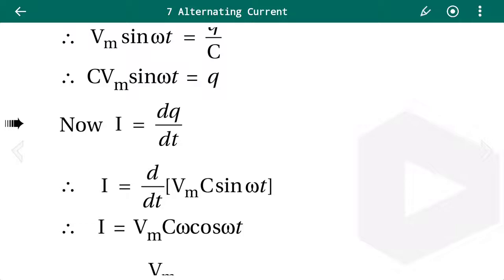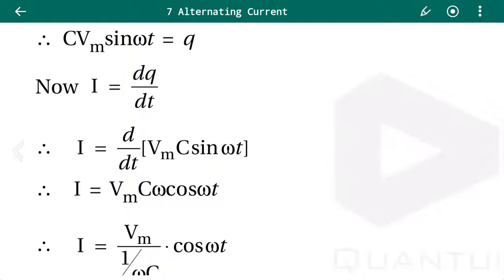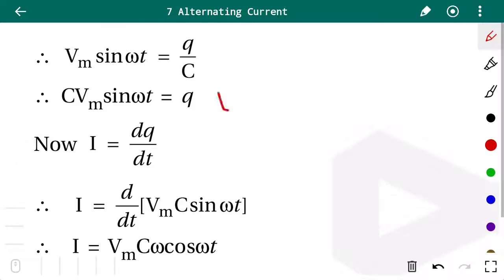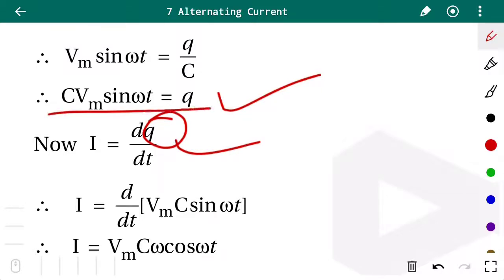is Vm sin omega t. Now we need to find the current because the current passes through the capacitor and so there will be a change in the current. So we need to find that current. I equals dq by dt. So from these equations we can write I equals d by dt of Q, where Q equals C Vm sin omega t.